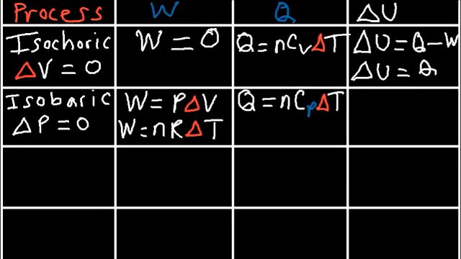Now, delta U, you can always use this equation. It's the heat minus the amount of work. Now, another equation that you can use to calculate delta U for any process is this equation. It's N CV delta T. Keep in mind, delta U is equal to Q for an isochoric process, but delta U is always equal to N CV times delta T.